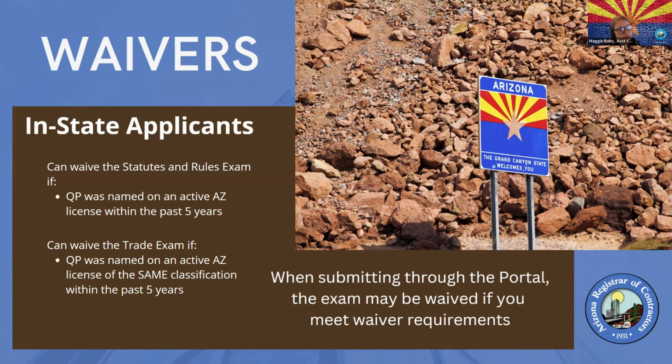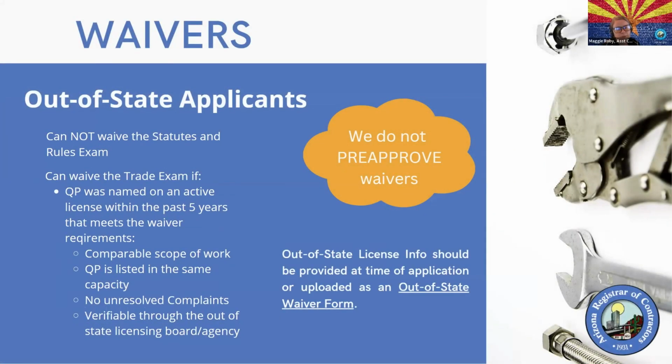So again, those are going to be in-state applicants, meaning the qualifying party was listed on an Arizona license. Out-of-state applicants. So many of you may have a license in another state. So if you have a license in another state, you cannot waive the statutes and rules exam. That exam is specific to Arizona. So if you have never been on an Arizona license, then you will have to take that. However, the trade exam can potentially be waived.